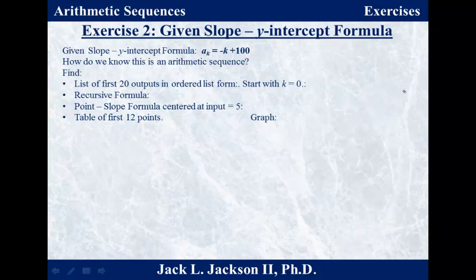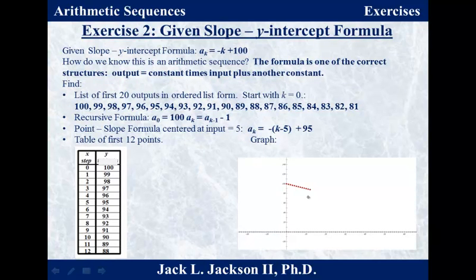So we could start with the recursive form and get the other versions. Suppose we start with the slope y-intercept formula, a sub k equals negative k plus 100. How do we know it's an arithmetic sequence? Find the other forms for me. Go ahead and do this now and then come back. Press pause now.